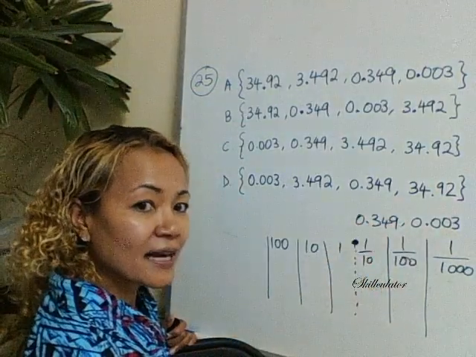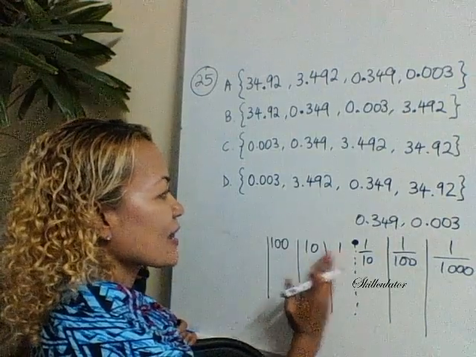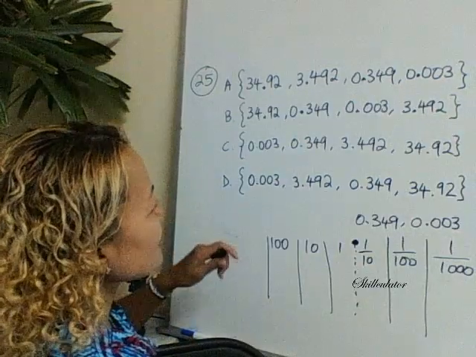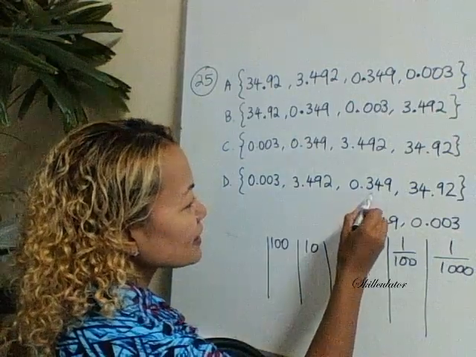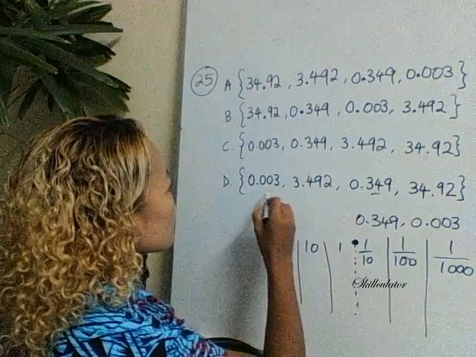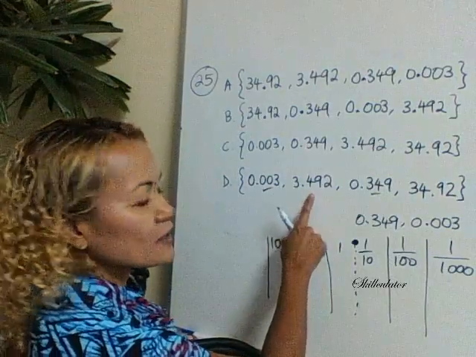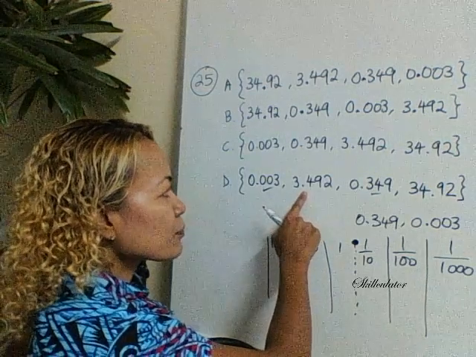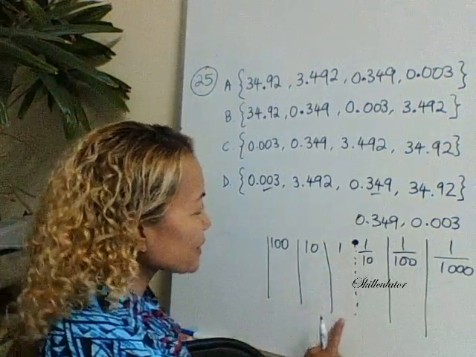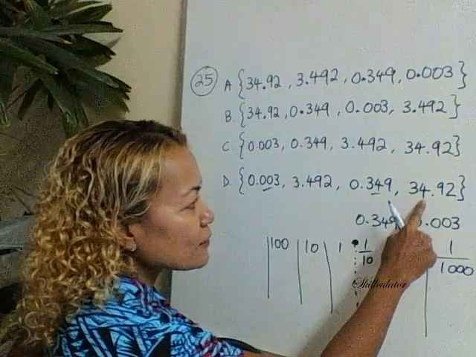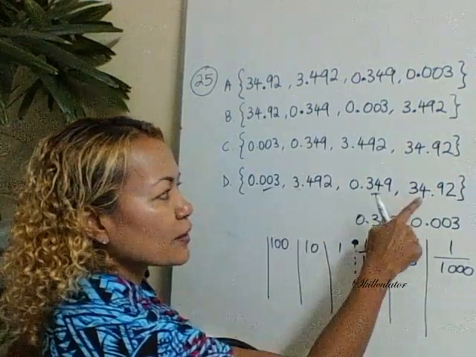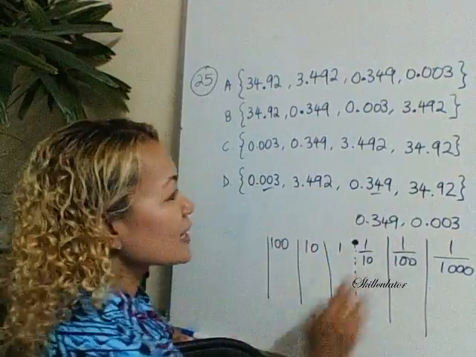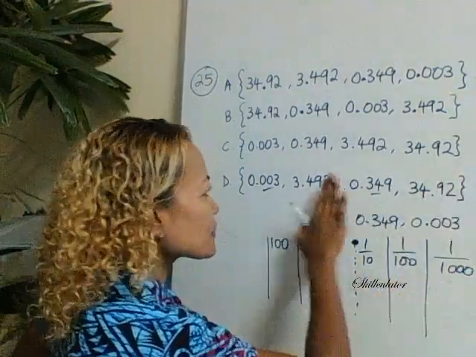Did you notice the other two numbers have numbers that are to the left of the decimal place? So we've looked at this number. We've looked at this number. Now we've yet to look at this number and that. This number is 3.4. So it only has one in the ones column. And this one is 34. Well, you know right off that 34 is bigger than 3. Doesn't matter what's after the decimal place.